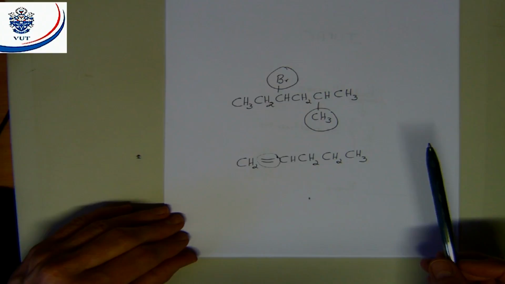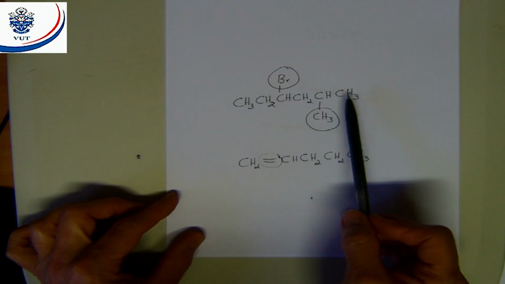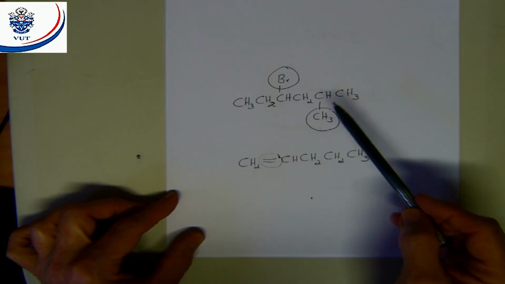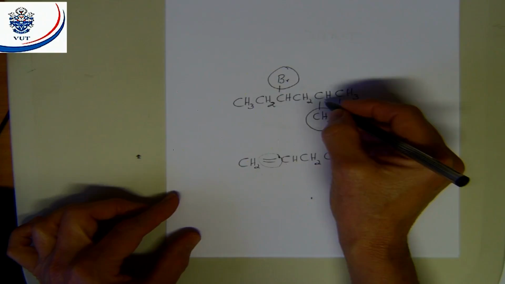If I then start numbering here, 1, 2, 3, my bromo is on number 3. If I start here, 1, 2, my methyl is on number 2. That is giving me a smaller number for my first substituent. So we still make use of the same rules. So here you are going to have your carbon number 1, carbon number 2, 3, 4, 5, 6.